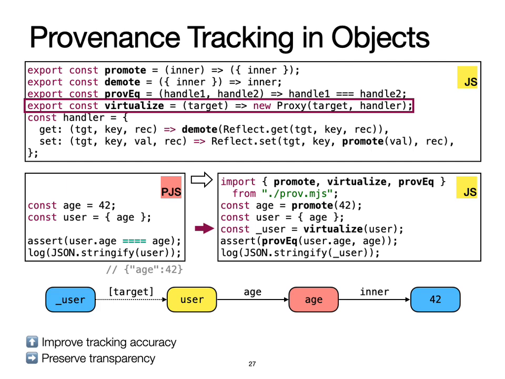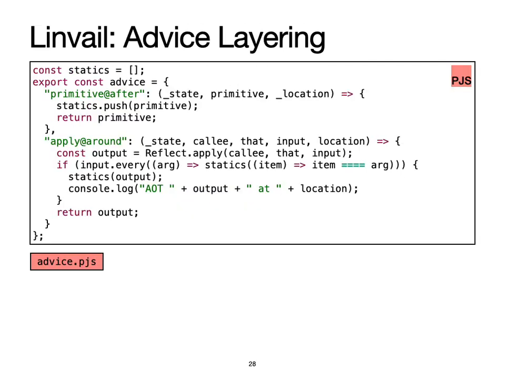We virtualize it into an object that appears as if it is containing the number 42. We use the identity of handles to approximate provenance equality, and we pass the virtual object to JSON.stringify to preserve transparency. We have implemented our approach into a library called Linveil. Linveil can be used within two architectures.